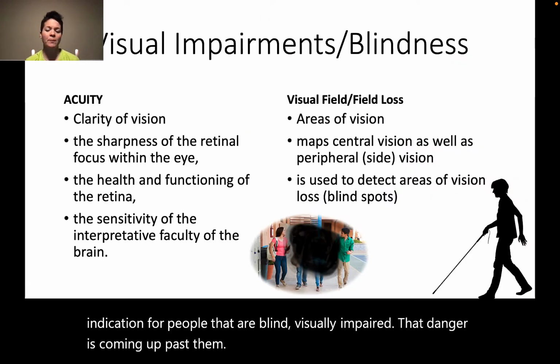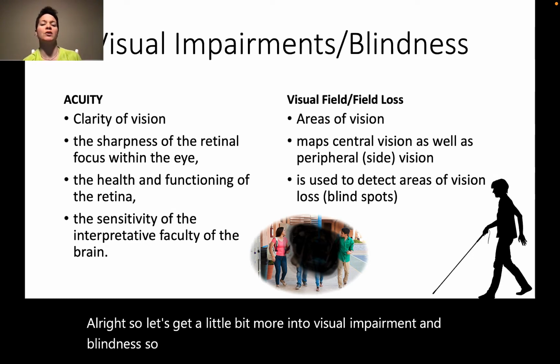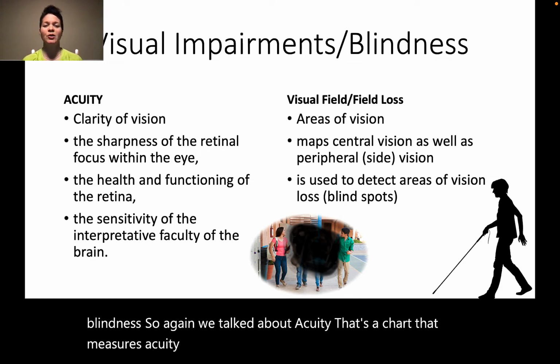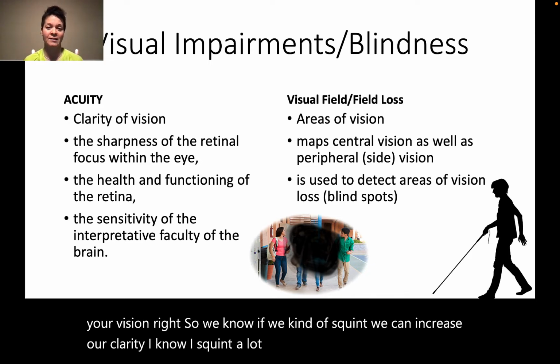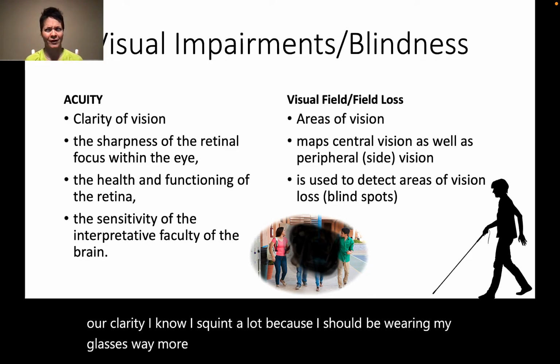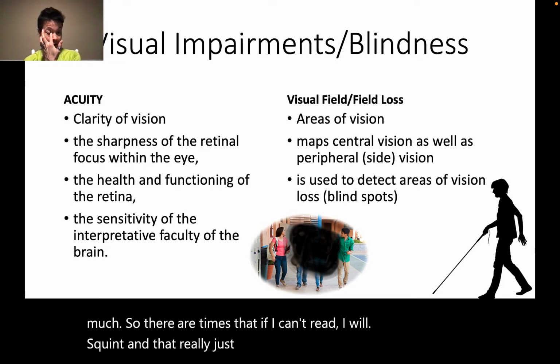All right, so let's get a little bit more into visual impairments and blindness. So again, we talked about acuity. That's a chart that measures acuity in individuals. And acuity is really the clarity of your vision, right? So we know if we kind of squint, we can increase our clarity. I know I squint a lot because I should be wearing my glasses way more than I am. So there are times that if I can't read, I will squint, and that really just increases my clarity of my vision. So when we look at acuity, we're looking at that clarity.